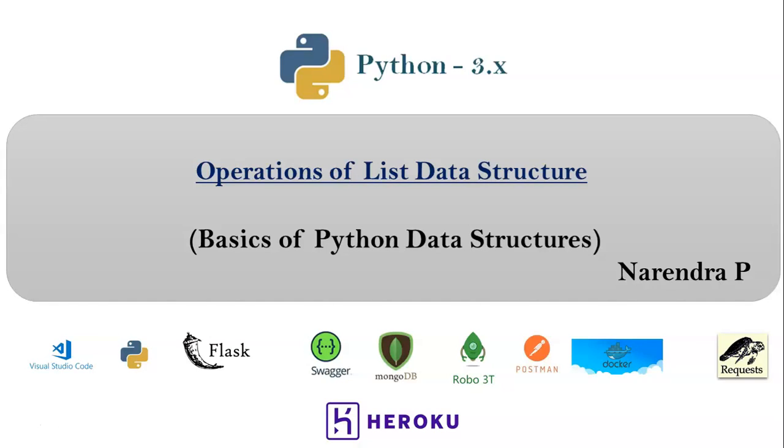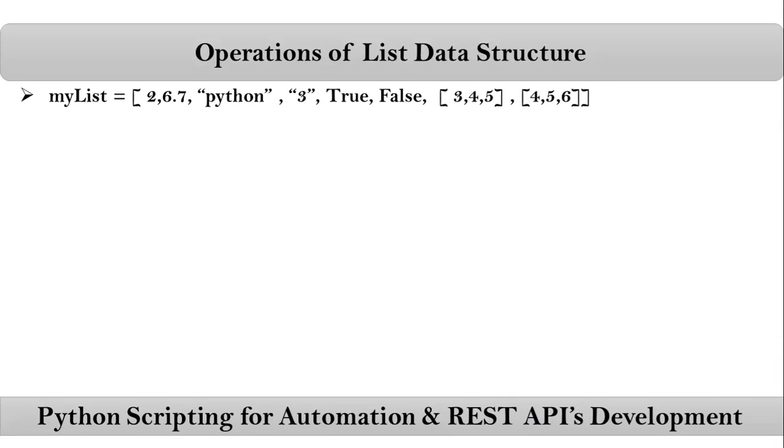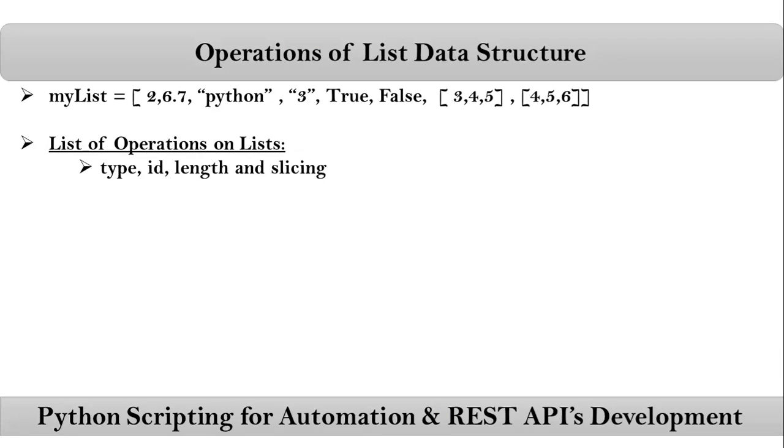Friends, here I will be talking about operations of list data structure. We already know how to define a list. Simply, this is one of the list. And here we are discussing different types of operations on list data structure. Now let me go step by step. First, I will go with type, ID, length and slicing concepts.